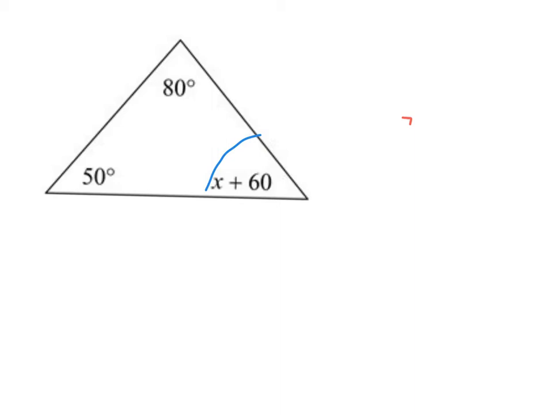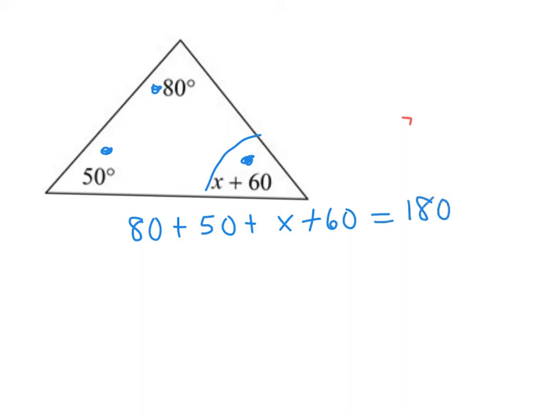So we're going to use the same property. We're going to add this angle up here with this angle and with this angle, and all three angles altogether have to equal 180. So one angle is 80, one angle is 50, our third angle is x plus 60. When we put plus signs between all three of those things, the property tells us it has to equal 180.